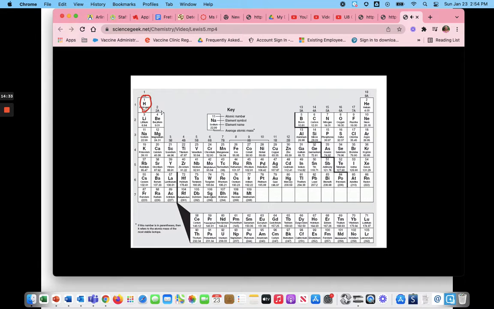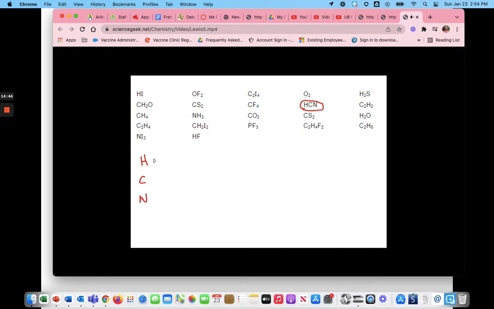Falling across, 1, 2, 3, 4. Carbon has 4 valence electrons. Nitrogen next to it, 5 valence electrons. So hydrogen contributes 1 valence electron, carbon 4, and nitrogen 5. We have a total of 10 valence electrons to build this molecule.